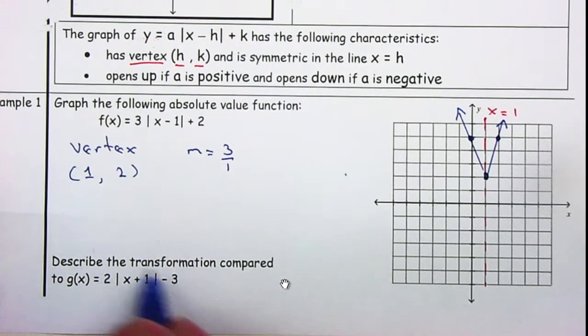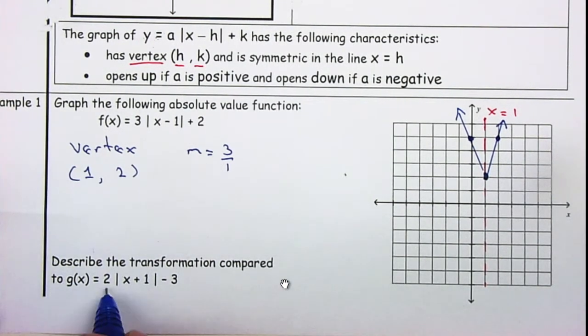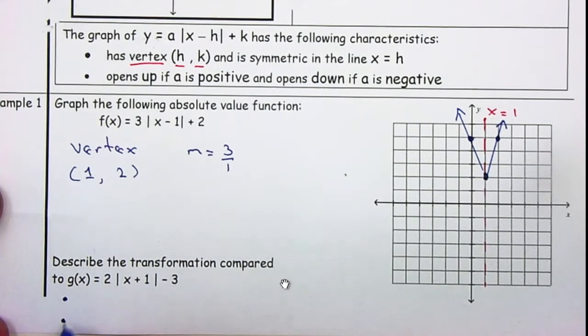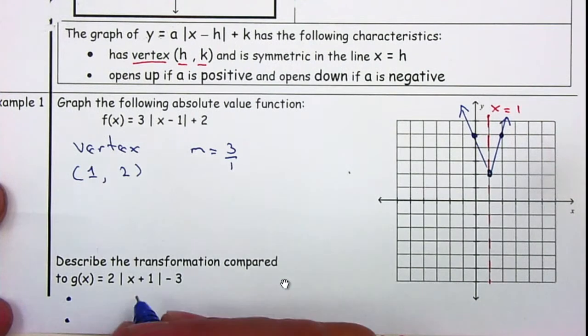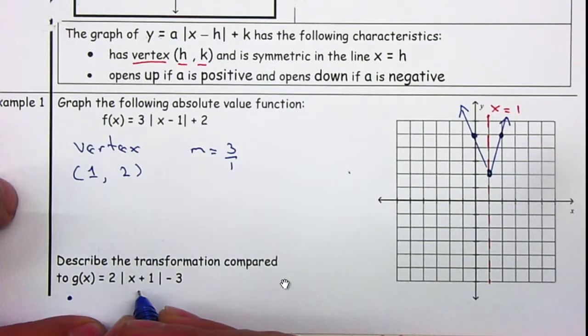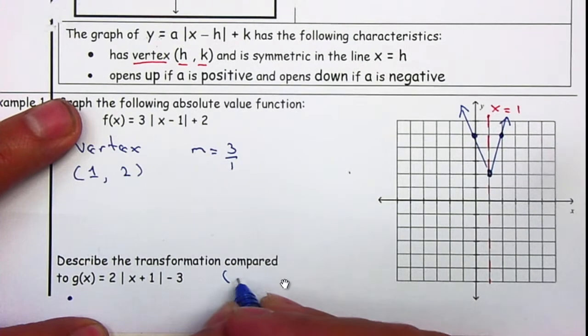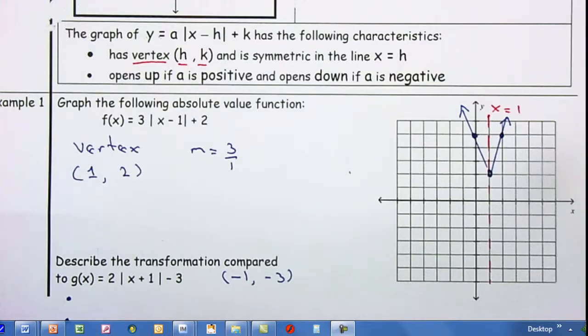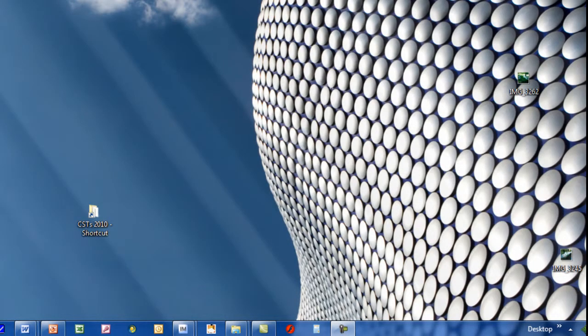Now below it says, describe the transformation compared to 2 absolute value of x plus 1 minus 3. We're going to be comparing two aspects. We're going to compare the translation and the transformation. First, let's go and do the translation. We're going to find the vertex for this to be -1, -3. And we are going to plot it. -1 and then -3. That'll be the vertex. We need to be able to find the transformation.